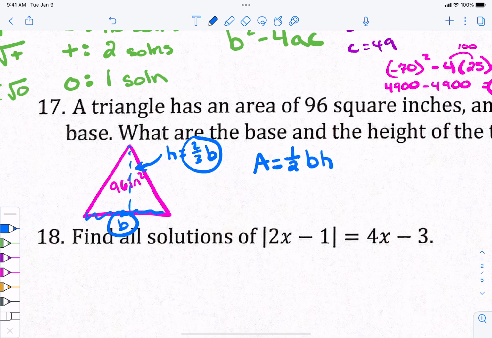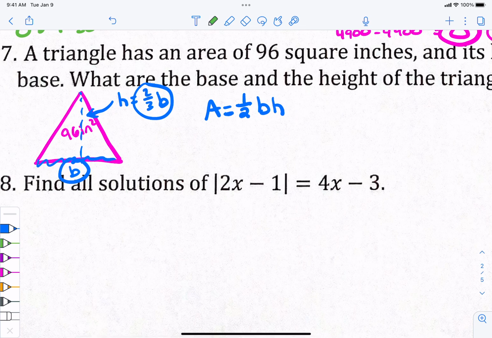Half times the base times the height, okay? All right, now I'm gonna plug stuff in. What do we know the area is? 96. What do I know the base is? We just called the base B, right? B squared. And the height is 2/3 B.